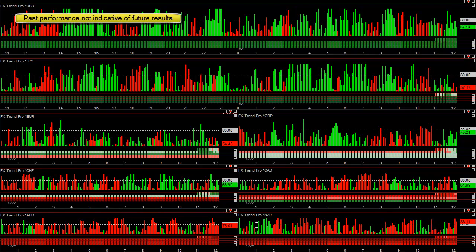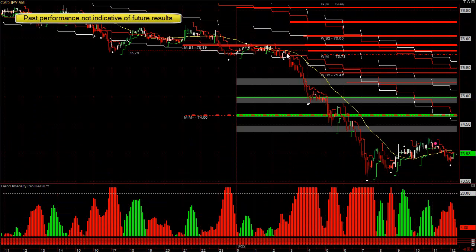So we saw the Australian yen, New Zealand yen. Let's take a look at the CAD yen. This is also going to be a no-brainer. Sell it all day long. And same exact thing, down, down, down.